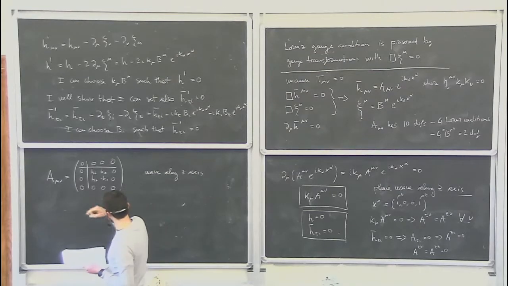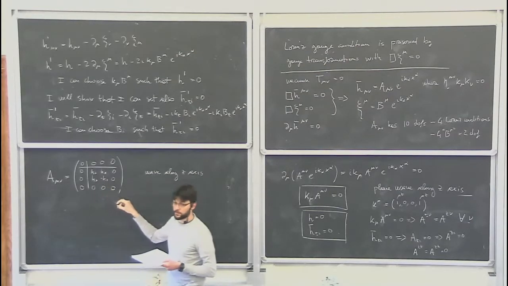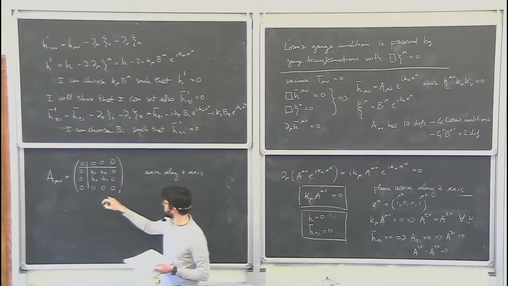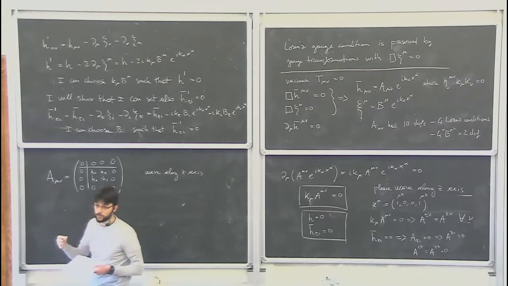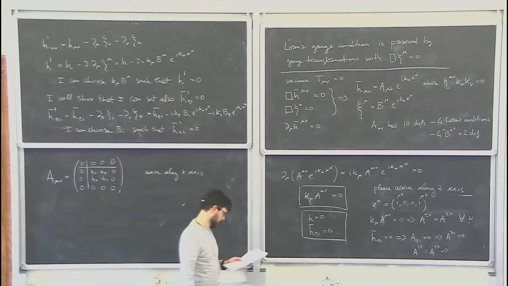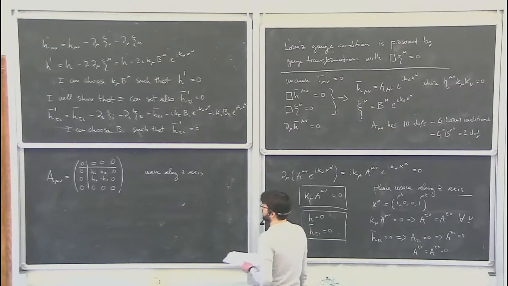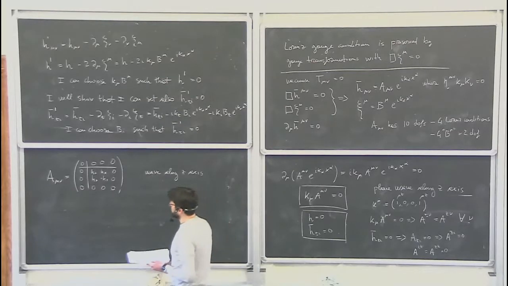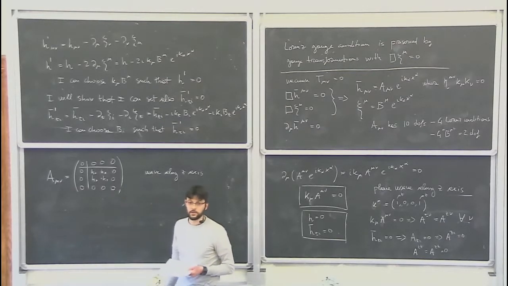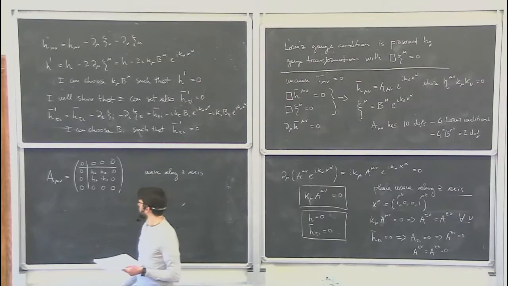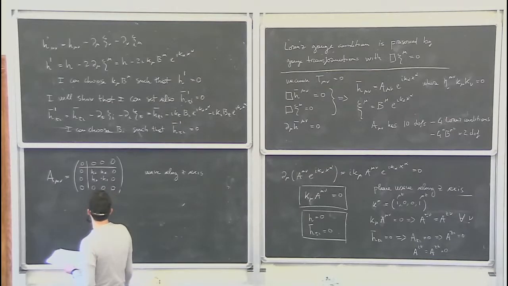And as you can see, it's a transverse wave. So if the wave is propagating along the z-axis, the only components that are not zero are in the plane orthogonal to the propagation of the wave. So this is why, in general, we say that the gravitational field has only two independent degrees of freedom in vacuum and over flat space.